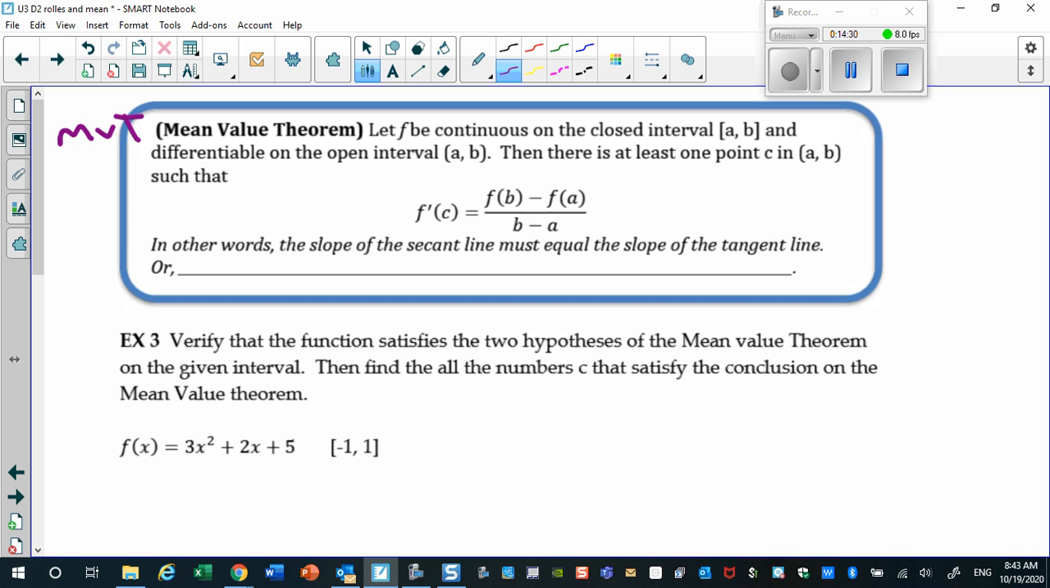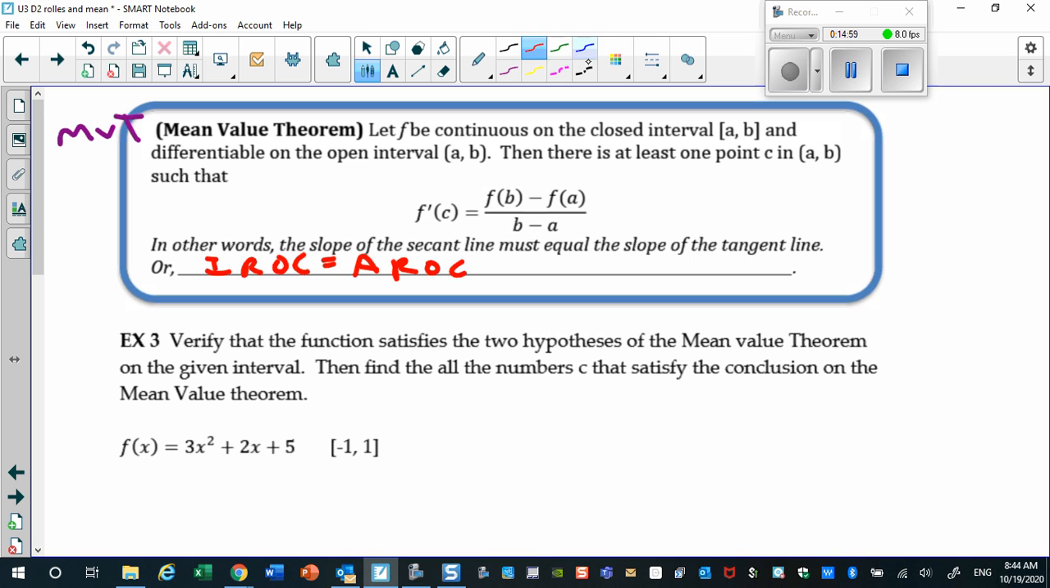Let f be a continuous function on the closed interval from a to b. Again, notice it's continuous and differentiable on the open interval from a to b. There is at least one point c such that f prime of c equals f of b minus f of a over b minus a. In other words, ladies and gentlemen, the slope of the secant line must equal the slope of the tangent line, or the instantaneous rate of change is equal to the average rate of change. That's literally what I'm saying.